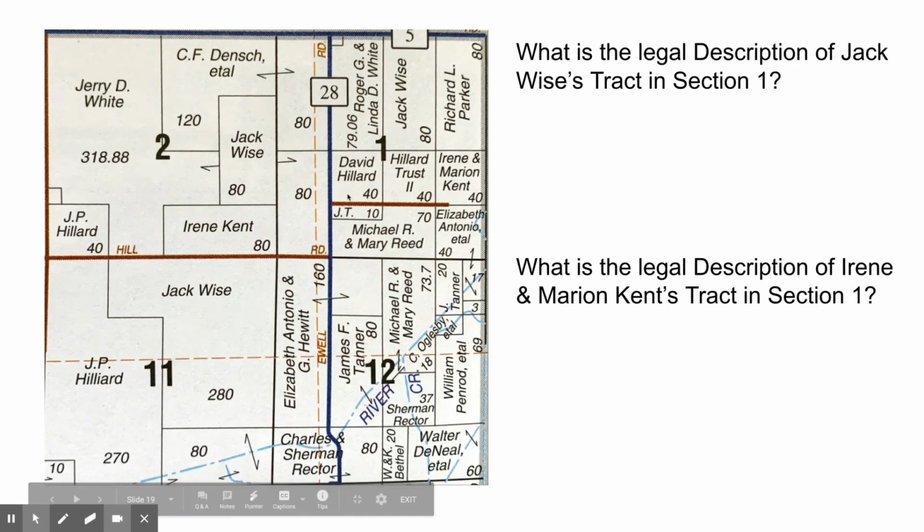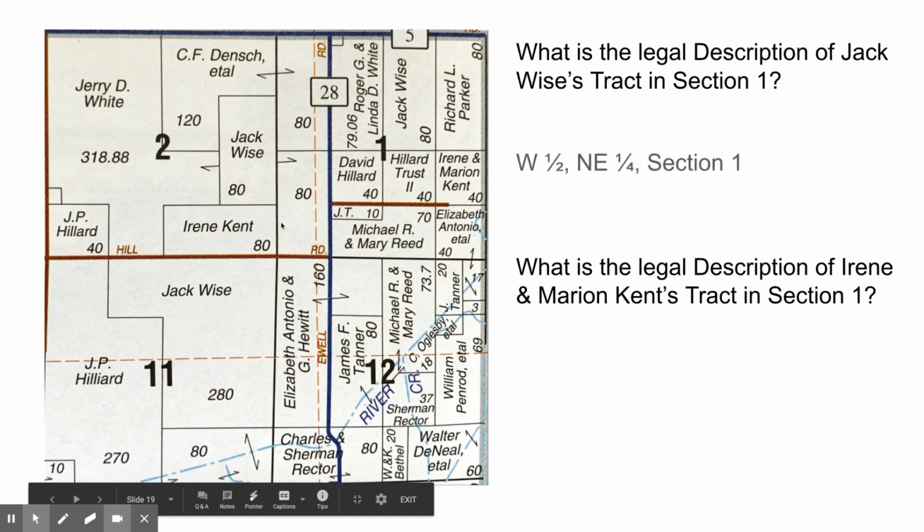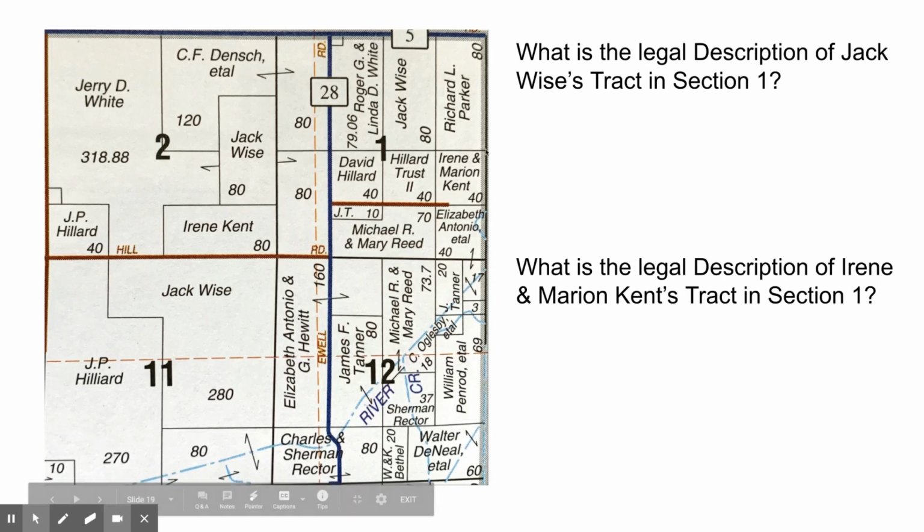But anyways, if we look at kind of squares, so if you look at this line right here and this line right here, that breaks up, that's section 1. So then you look at the road, and this line makes section 2. And then down here, section 11, and then section 12. All right, so the first question on this is, what's the legal description of Jack Wise's tract in section 1? So section 1, we're looking here. And we're looking for one labeled Jack Wise.